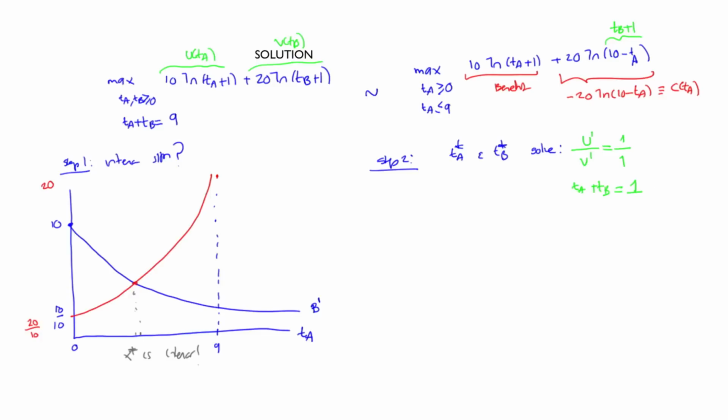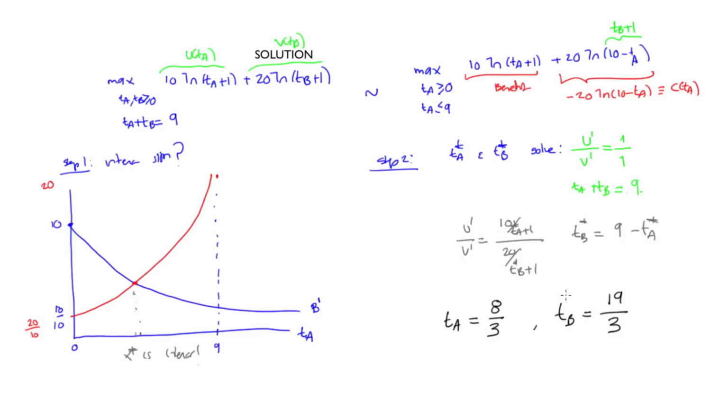If you take the derivatives, you find that U prime is going to be given by 10 divided by TA plus 1, and B prime is 20 divided by TB plus 1 at the optimum. And the budget constraint is going to have TB, I apologize, there's a typo there, that should have been a 9, and TB is going to be equal to 9 minus TA star. If you do some algebra, you find that TA is equal to 8/3 and TB is equal to 19/3 at the optimum.